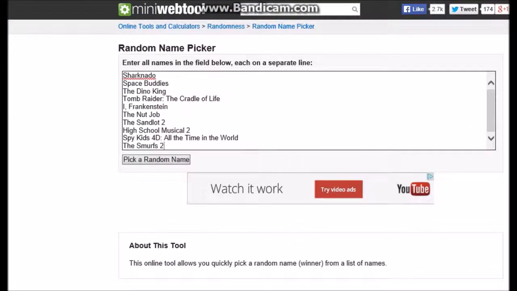So now we're here with a random name picker. We have Sharknado, Space Buddies, Dino King, Tomb Raider, I, Frankenstein, Nut Job, Sandlot 2, High School Musical 2, Spy Kids 4D, All the Time in the World, and Smurfs 2. We're going to pick two names, and then my special guest is going to pick which one it's going to be. So you guys can do a little speculation of which one it's going to be. It will either be one of the two following.